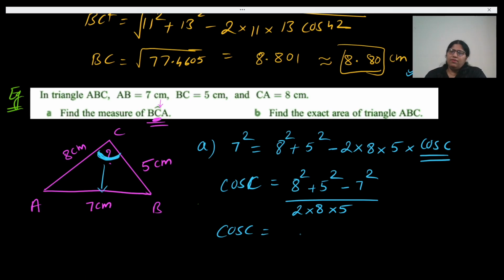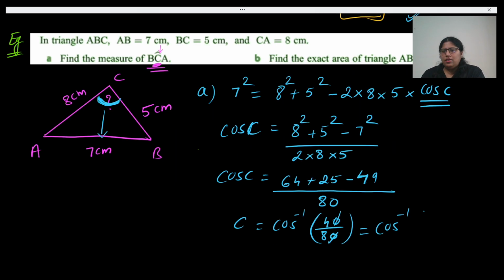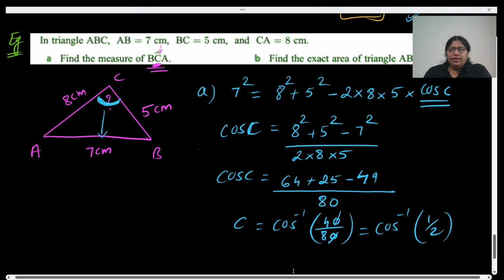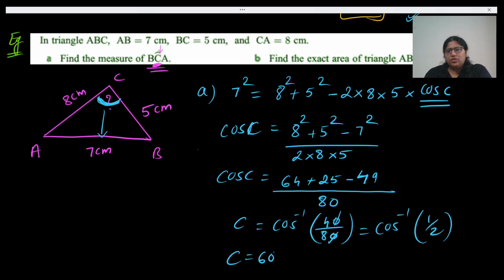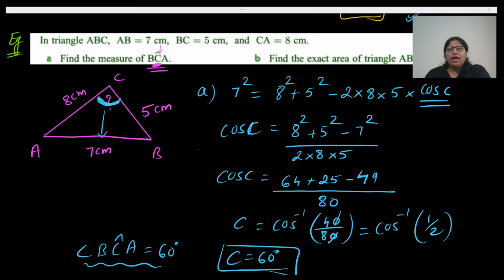So again here cos C will be 64 plus 25 minus 49. You can use the calculator. 40, it is going to be 80. Cos inverse half. Now if you remember, half is how much cos. Without calculator also you can solve it, because you must know it is cos 60 degree. Cos 60 is half, which is sine 30 also. So C is going to be equal to 60 degree, which is nothing but angle BCA, 60 degrees. So whether you use calculator or without calculator, you got it as 60 degree.